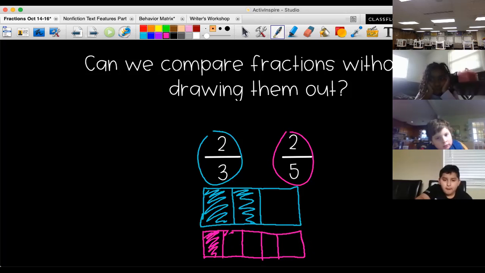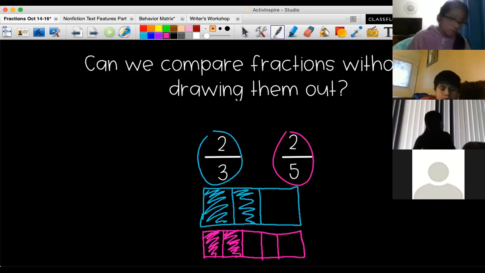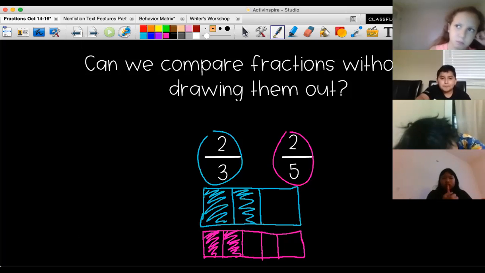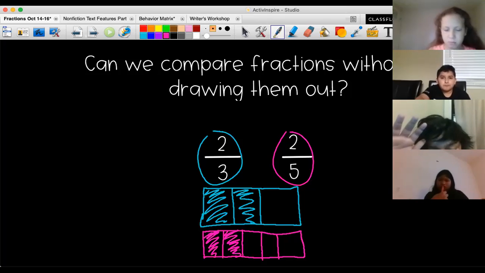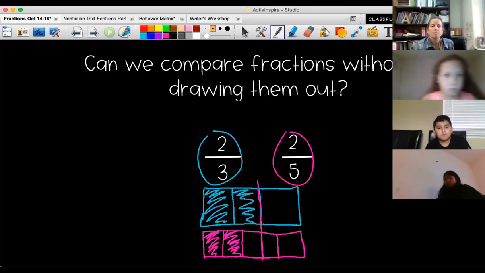Yes. Did anyone do it without drawing them out? Looking for hands. So you can always check by drawing them out, but could someone explain to me how we could figure out which one's bigger without drawing them out? Jay. So you can figure it out by seeing the denominator, which denominator is a lower number, so then it's bigger than the higher number. Yep, so that was perfect.